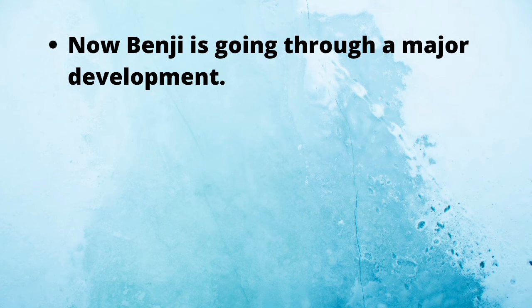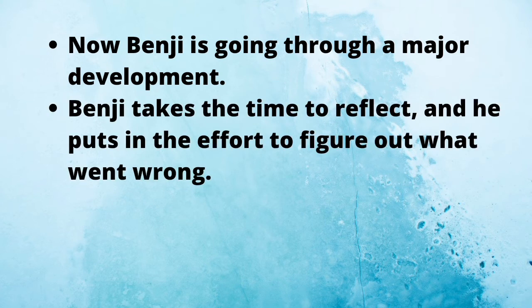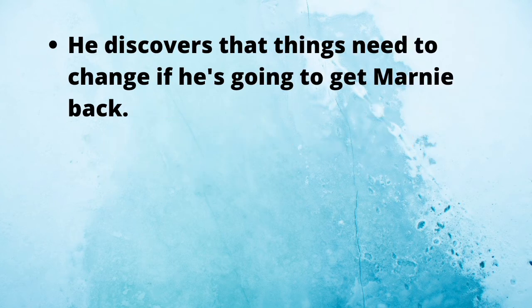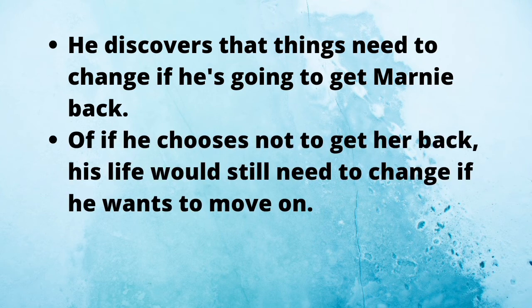Benji decides to take the time to reflect, and he puts in the effort to figure out what went wrong. He discovers that things need to change if he's going to get Marnie back. Or if he chooses not to get her back, his life would still need to change if he wants to move on. Anyways, that is how you create a character for your dream story.